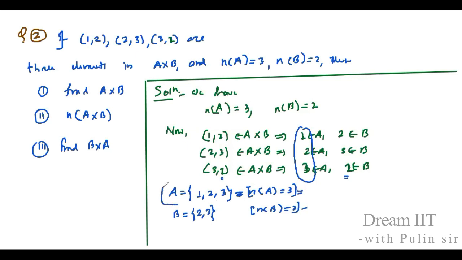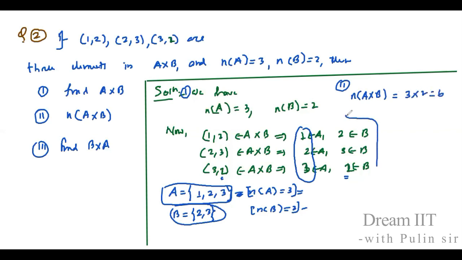So these are our sets. A and B have been determined. This is the first part. Number two is what? n of A cross B. Now it is directly possible: 3 times 2, that is 6. Right?